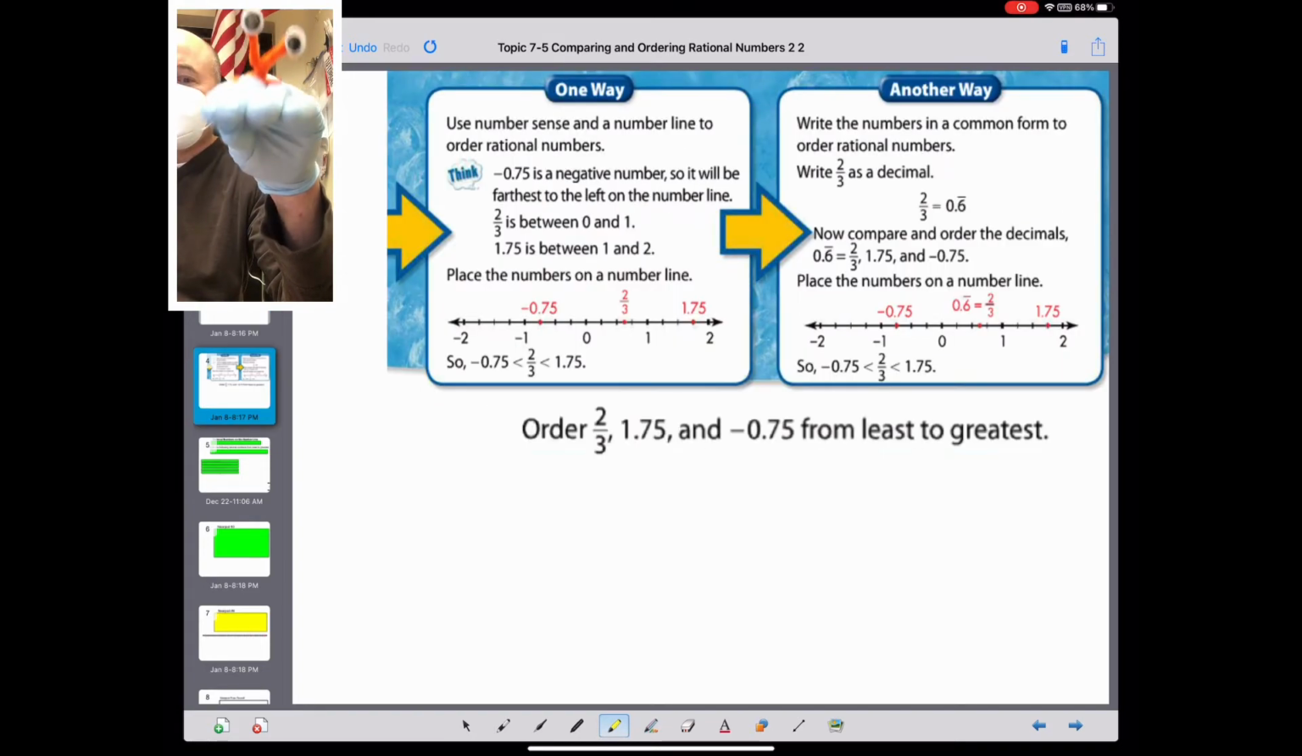Good, wonderful. So anyways, kids, there are several ways that you can do this, okay? You can use number sense and the number line to order rational numbers. You can think that negative 75 hundredths is a negative number, which means it's furthest to the left on the number line. 2/3 is between 0 and 1. And then 1 and 75 hundredths is between 1 and 2.